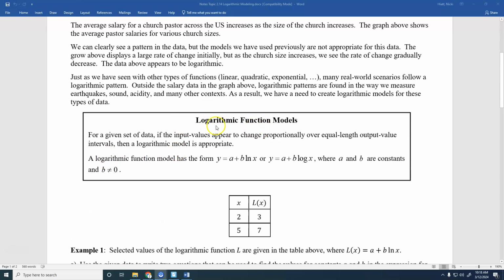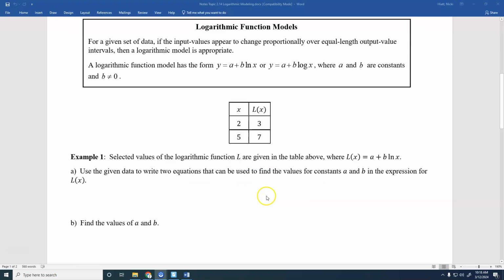The logarithmic function models are going to follow this form here: a plus b times the natural log of x, or a plus b times log x, where a and b are constants, depending on whether it's a natural log or just a log. So let's look at doing one of these by hand, and then we'll look at it with the calculator as well.